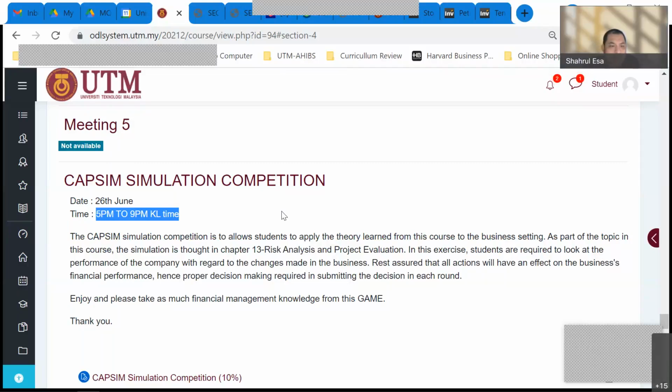Doctor, the CAPSIM is going to be exactly the same as our strategy management, with products, marketing, finance. Yes. But what I'm going to evaluate is your understanding of what you have done in your strategic planning. You need to look at the financial performance of the company. Whatever decision you made in the first round, you need to evaluate it in terms of your financial performance, and then improve it in the next round.